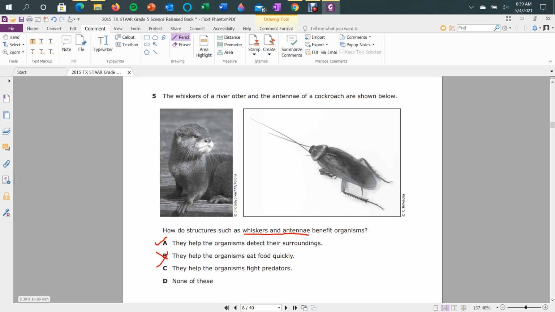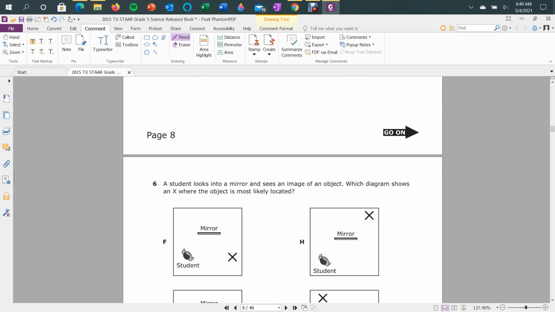Kind of weird too. They help the organism fight predators. No, they're not going to help you. You ever seen your dog's whiskers take you out? No. None of these, because we already said that one is a possibility. That's the only one that works. So I would say it's A. Let me look at the answers. Yes, A is right. The antennae and the whiskers on different animals or organisms, I should say, help them find things and detect things around them. So if they can't see, it's there, or they're not looking that way. Okay, move on down.